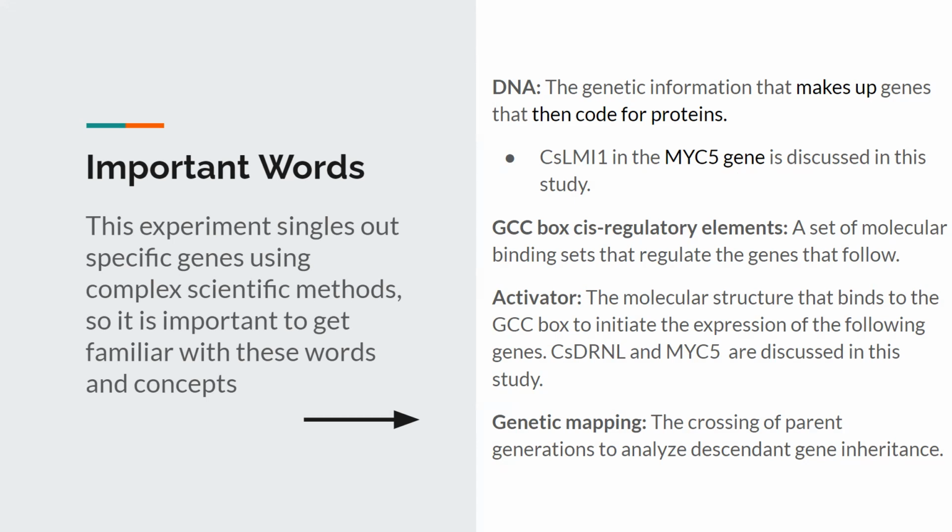The DNA that we're going to be referring to is the genetic information that makes up the genes that code for proteins. And in this study, it's going to be CsLMI1 in the MYC5 gene. In a particular sequence of genes, there's a GCC box 6 regulatory element. This is basically a binding section where an activator will bind to initiate the expression of that gene. The activator discussed in this study is CsDRNL.